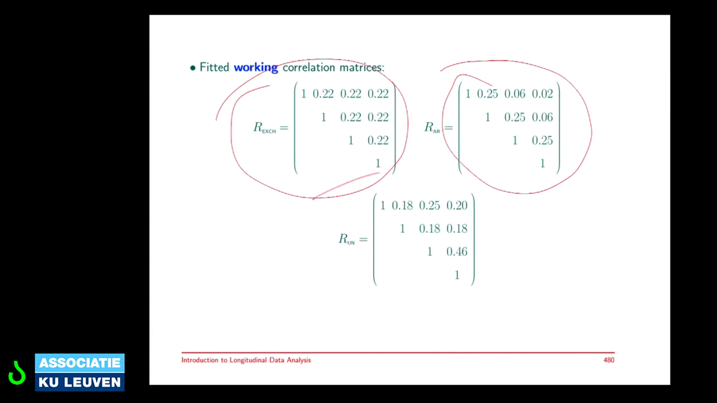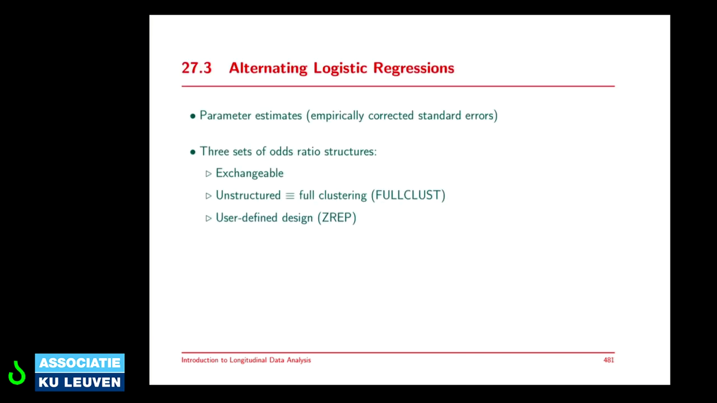And then in the unstructured case, we get the 6 correlations that show the somewhat surprising, but maybe not, feature that the last 2 occasions are much more highly correlated than others. And then there is alternating logistic regression.